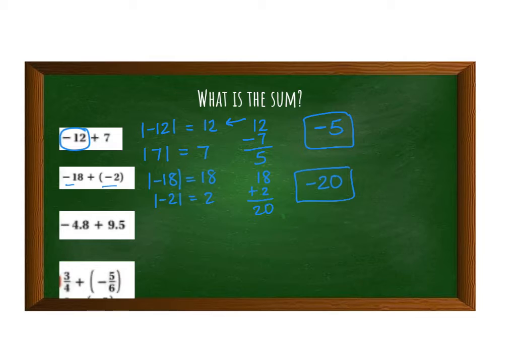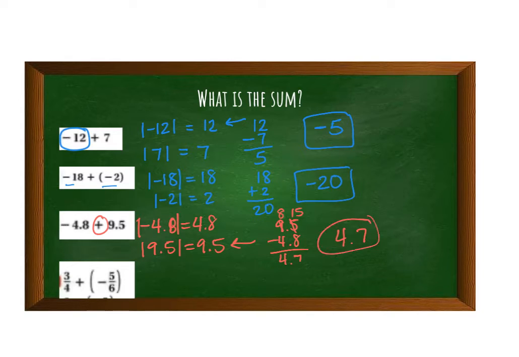These next two I'm going to do in a different color. So we've got negative 4.8. The absolute value of this is just 4.8. The absolute value of 9.5 is 9.5. And this one is bigger, so we are going to stay positive, which means that our answer will be 9.5 minus 4.8. I'm going to borrow... This becomes 15, 7, 4.7. Positive, okay? And another one with different signs.